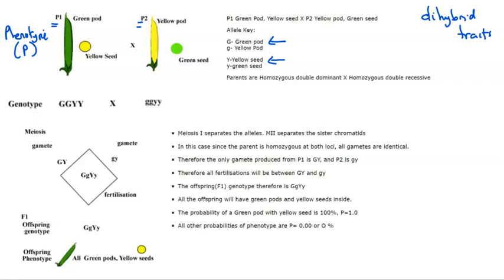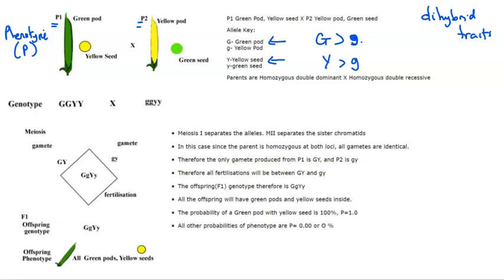Now in this particular cross, what we know is that the green pod is dominant to the yellow pod. That should be a G, little g like that. And that the yellow seed is dominant to the green seed. So easy to get confused with the use of these letters. So very important that you take your time and work through this systematically.